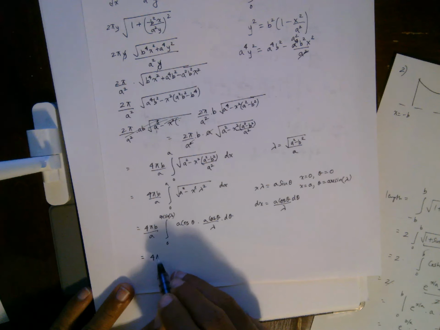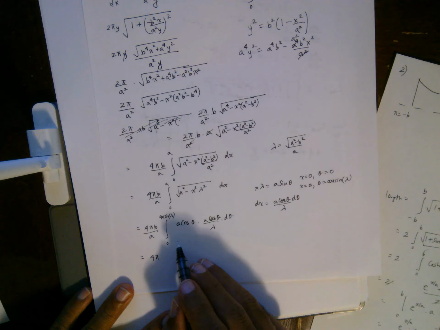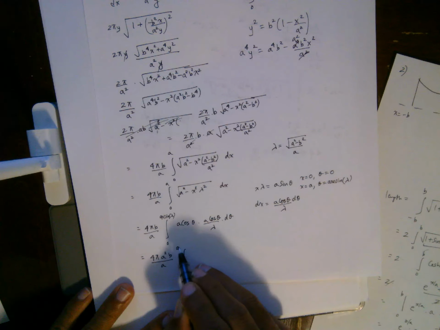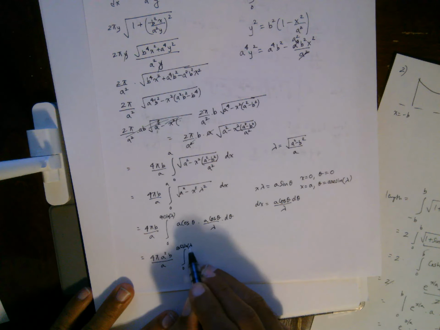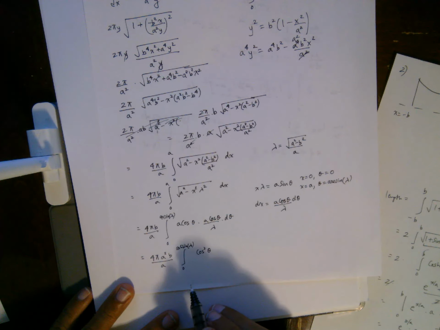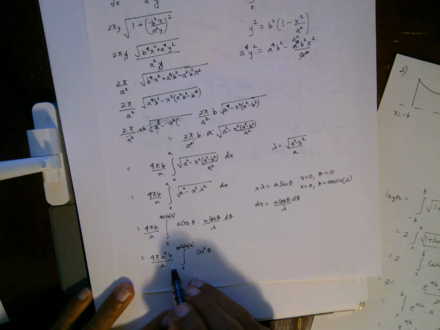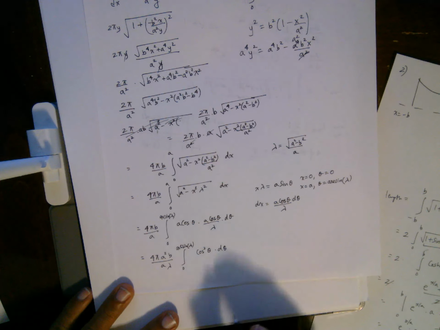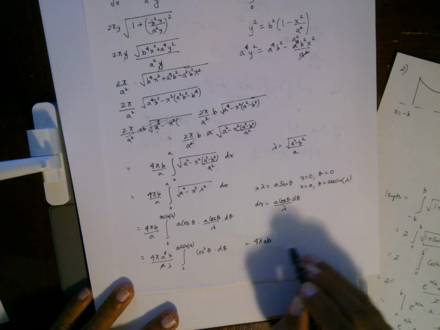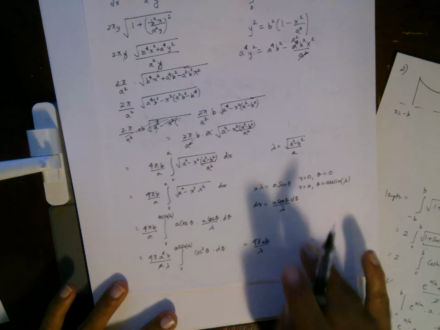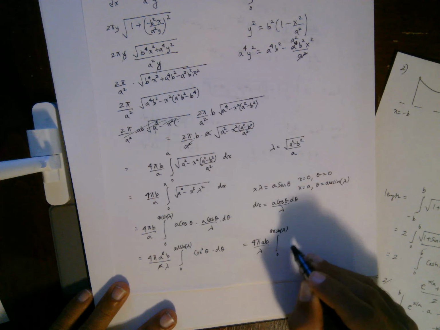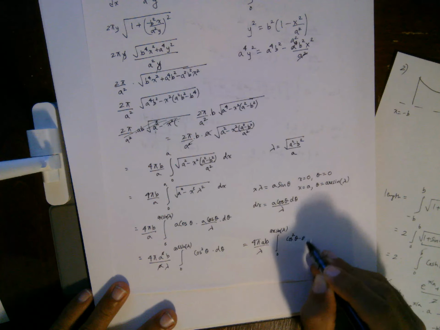So I have 4 pi a squared b over a, 0 to arc sine lambda, cosine squared theta. Let's get the lambda outside as well. Okay, so let me just rewrite this neatly. 4 pi a b over lambda, 0 to arc sine lambda, cosine squared theta d theta.